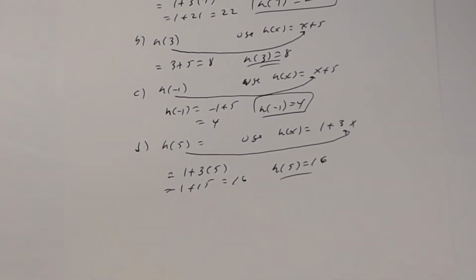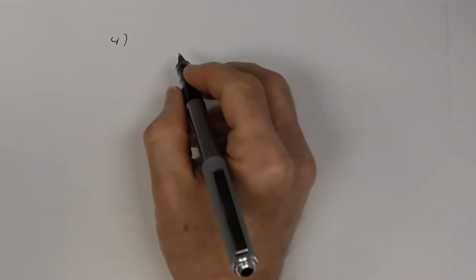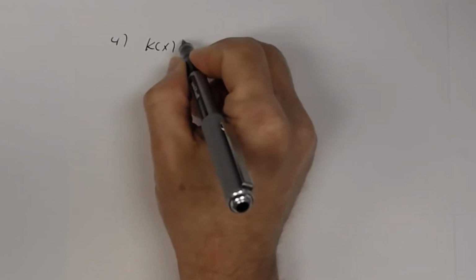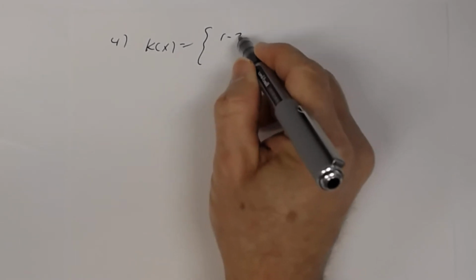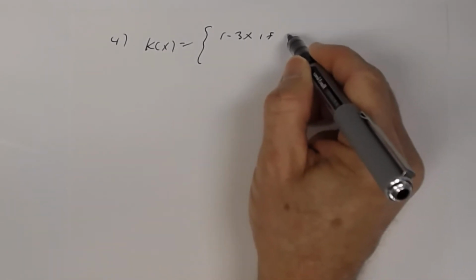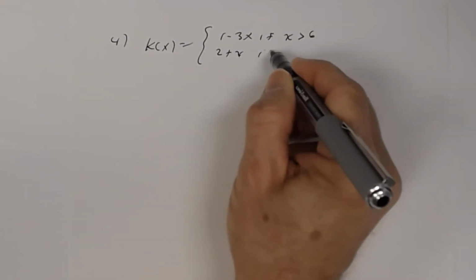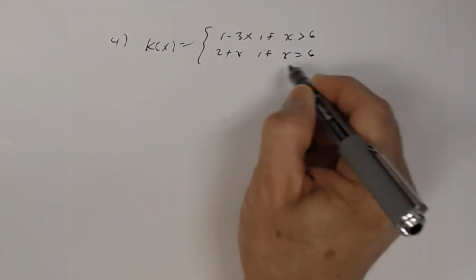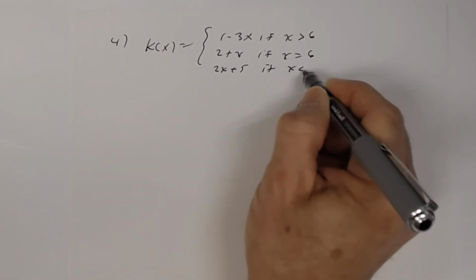All right, so let's look at number 4. All right, number 4, we have this one. So we have k of x. So this time you have 3 parts of this function. You have 1 minus 3x if x is greater than 6, and then 2 plus x if x equals 6, and then 2x plus 5 if x is less than 6.